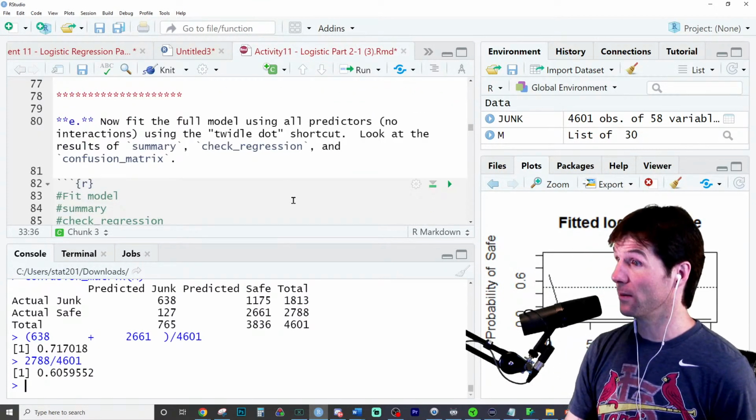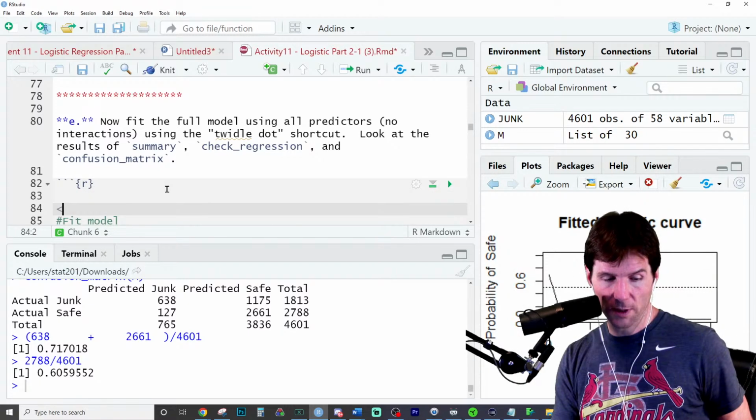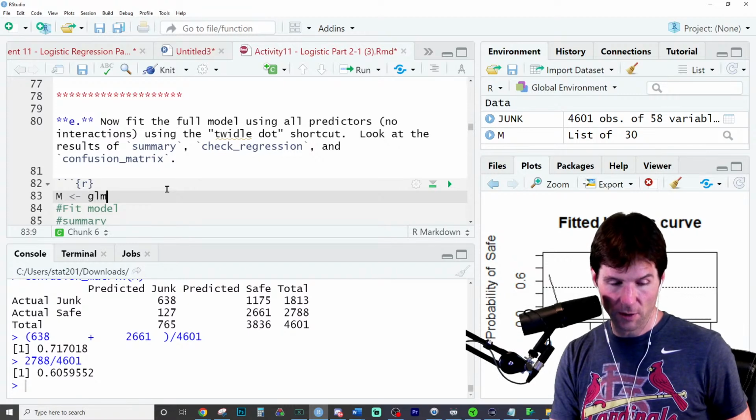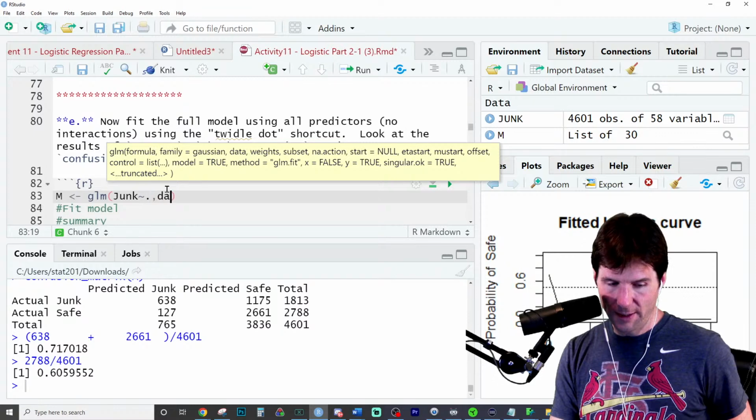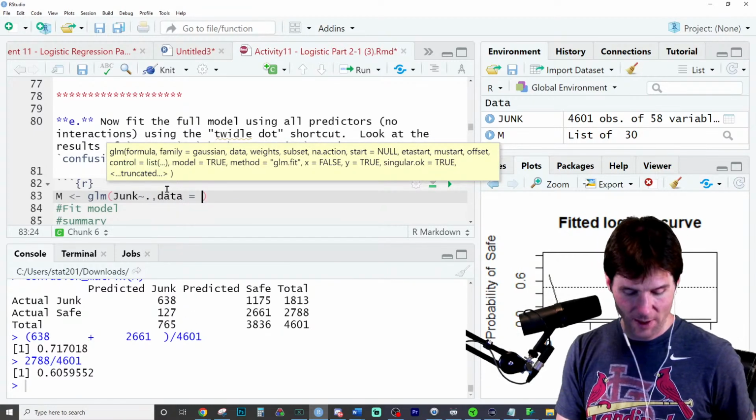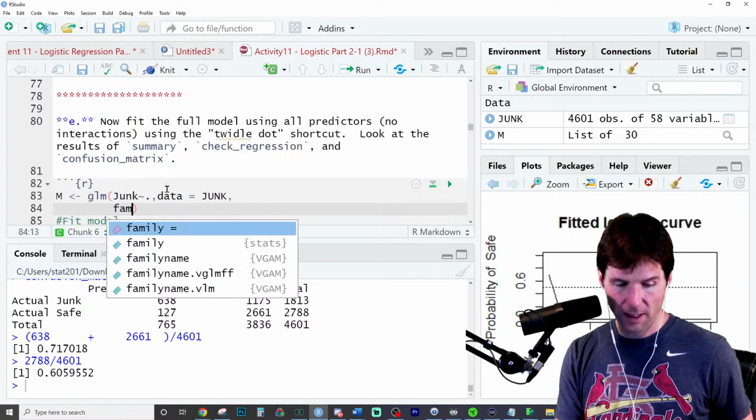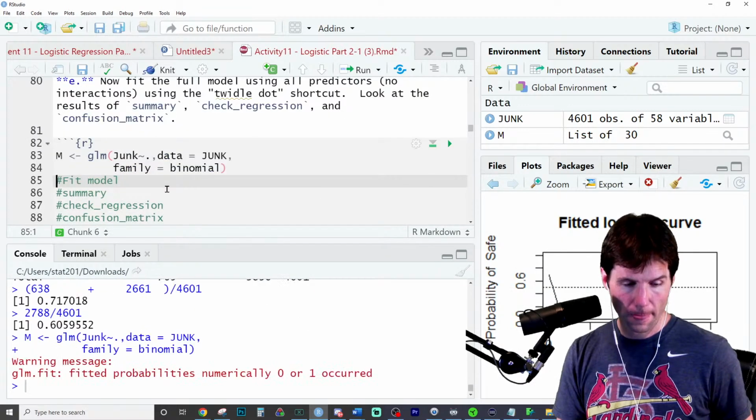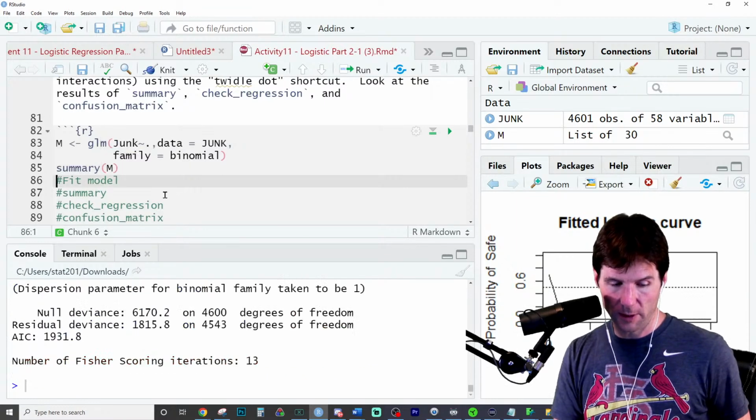Now fit the full model. Ooh. To fit the full model here, we're going to hit the right buttons on the computer. We're going to save into LM, the GLM, junk tilde dot data equals junk email, family equals binomial. There we go. And we got all the data. Let's look at the summary. It's going to be ridiculous.